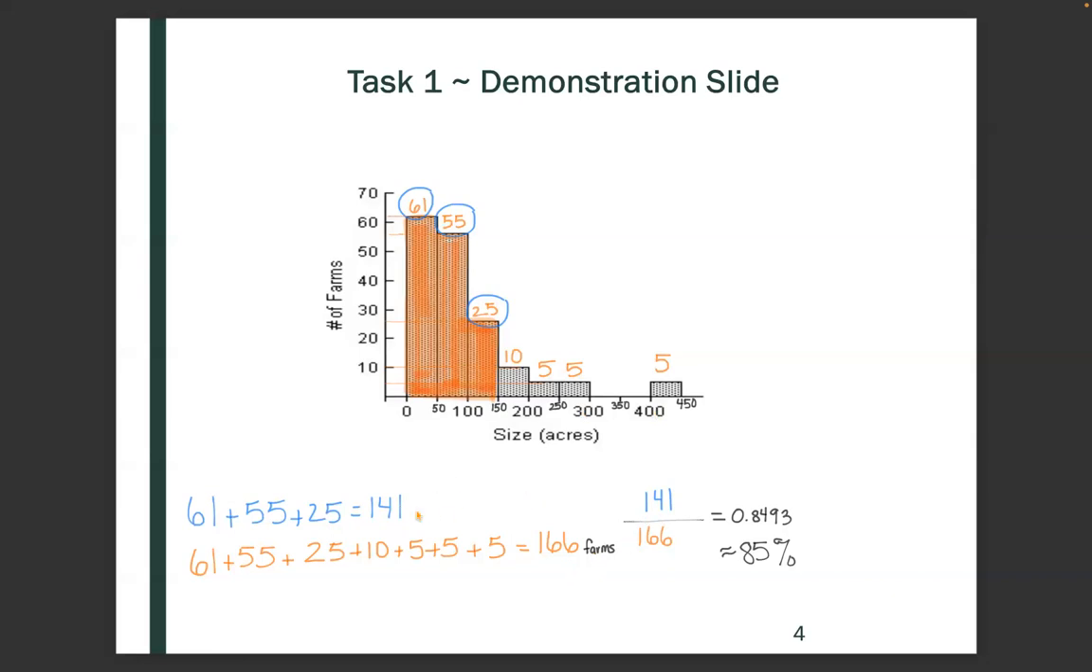So we would just take 141, which is the number of farms that were in the size range we were looking for of 0 to 150, and then divide that by the total, and we get around 0.8493, which is approximately 85%.